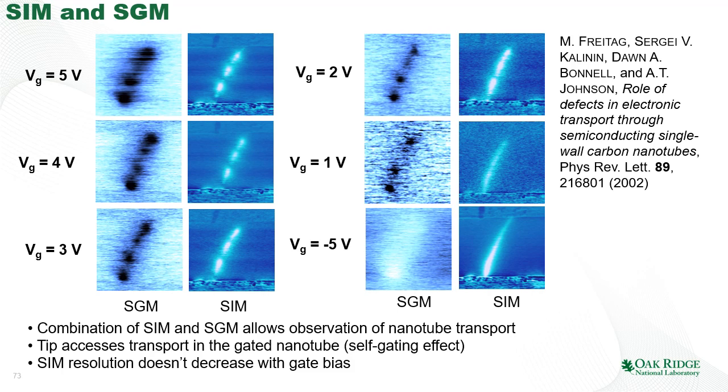Once we go to lower voltage, we start to see the development of negative spots. So these are the regions where the application of the bias to the tip suppresses the conductance, and the impedance imaging starts to show that the potential distribution across the nanotube is non-uniform. So is it possible? Of course, in a normal system, it's not possible because we don't have current sources inside the nanotube. But practically, it happens because we disturb the transport through the nanotube and detect it at the same time. So the tip basically accesses the transport in the gated nanotube. So it's a self-gating effect.